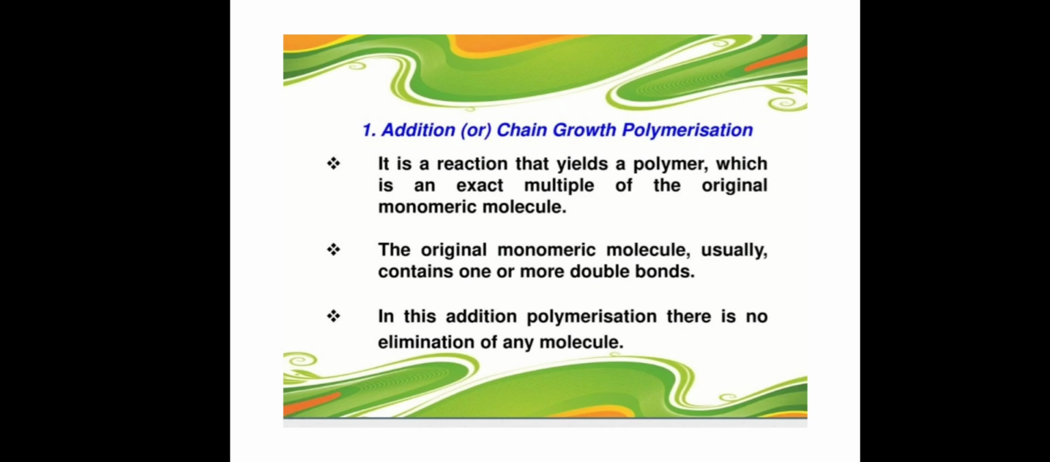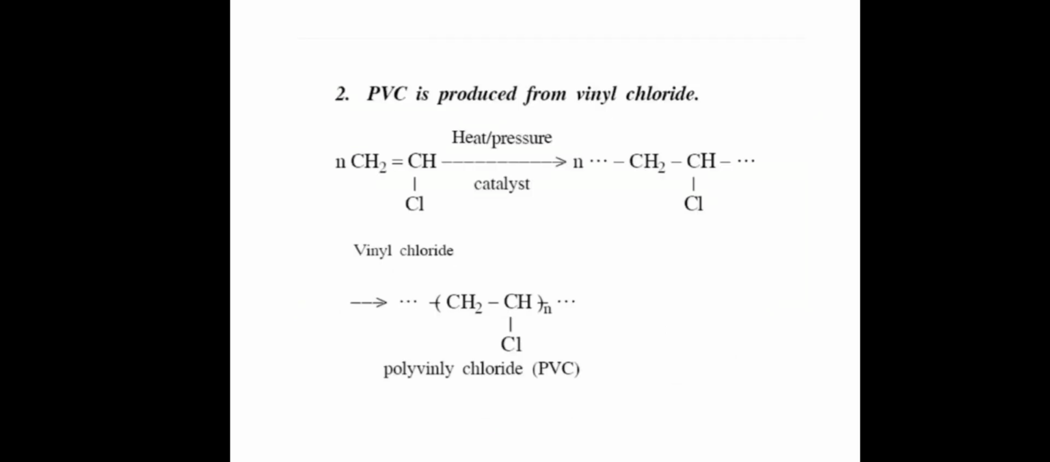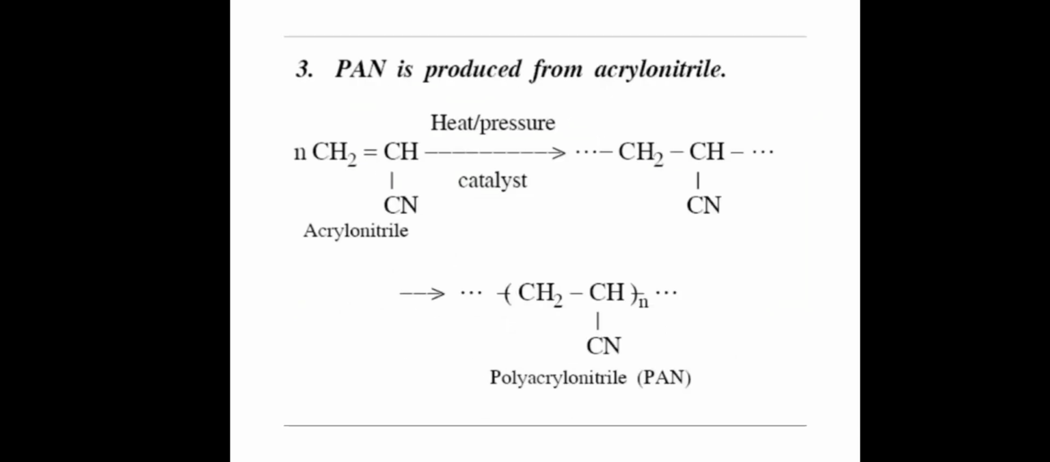In this addition polymerization, there is no elimination of any molecules, only addition. That is the simplest example: ethylene to give polyethylene. It is the simplest and best example of addition polymerization. Next, PVC is another example.